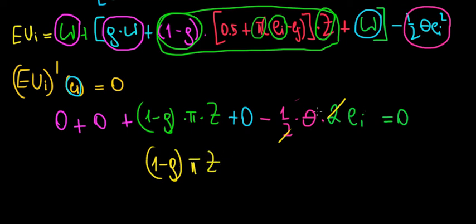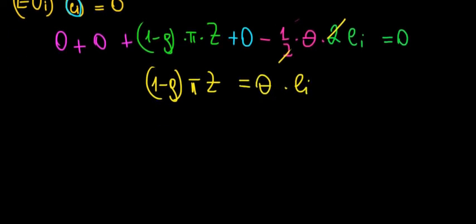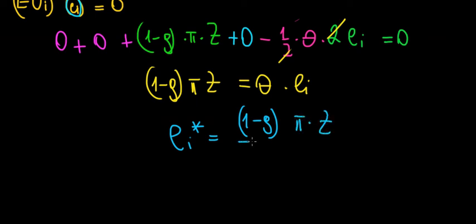And let's take this term on the other side. Theta times e goes to the other side. So we have theta times e. Let's divide both sides by theta so that we have only the effort level that we're interested in. That's going to be 1 minus rho times pi times z divided by theta. Okay, now let's interpret this.